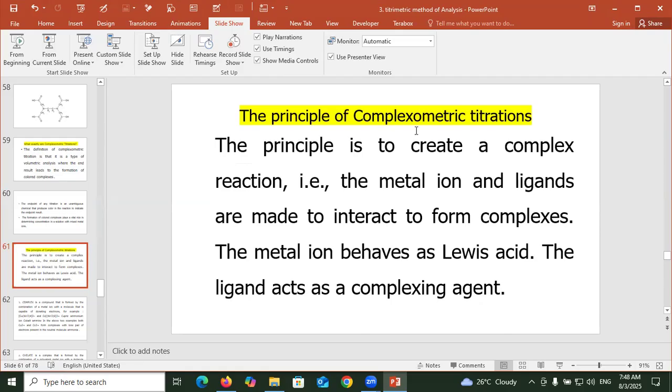The principle of complexometric titration is to create a complex reaction, that is, the metal ion and ligands are made to interact to form the complex. The metal ion behaves as a Lewis acid. The ligand acts as the complexing agent.